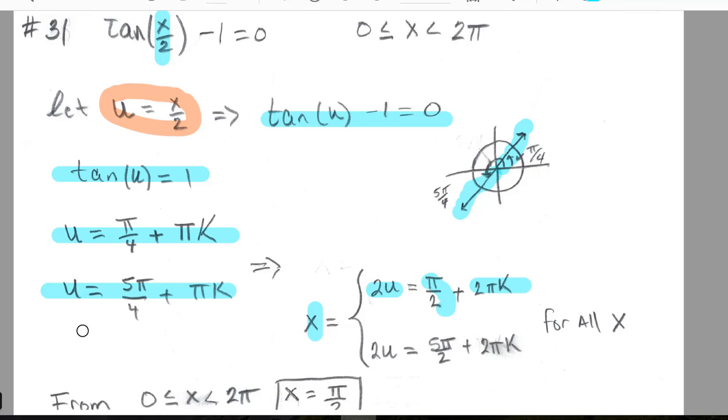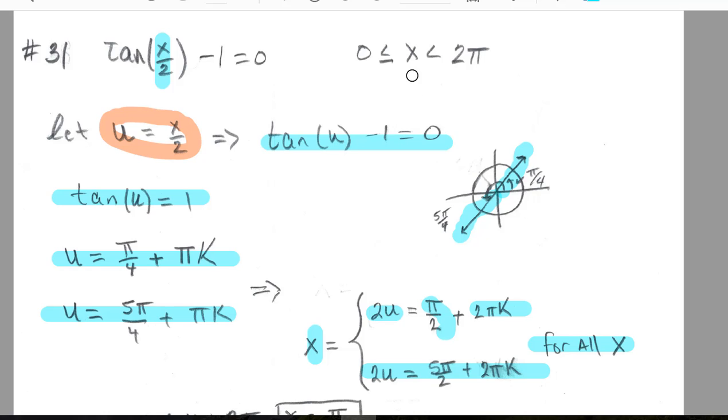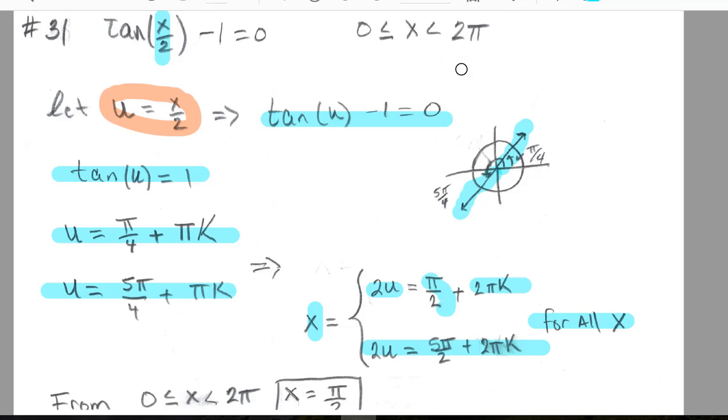I did the same exact thing for 5 pi over 4 plus pi times k, and I get 2u equals 5 pi over 2 plus 2 times pi times k. And this would be the answer for all x. But remember, the question only asks for the values from 0 to 2 pi. So I have to look at this solution and see where that would be from 0 to 2 pi.